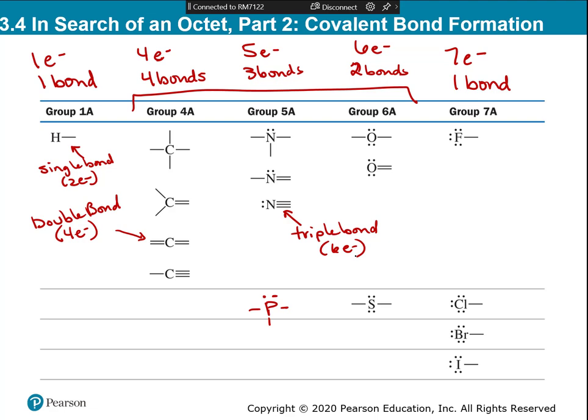Carla, do you have a question? From group 4A to 6A, are they metals or non-metals? They're all non-metals. Look at the zigzag line. Everything to the right of the zigzag line is a non-metal. Everything to the left is a metal. Covalent molecules are always non-metals and hydrogen.